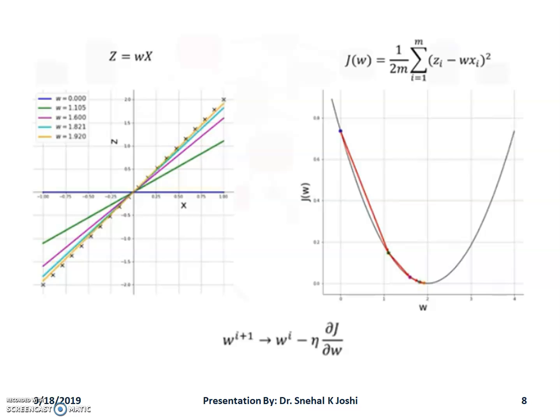With every iteration, we come close to the global minimum cost function J(w). This can be seen in our graph representing the relationship between z and x. In general, wi tends to wi minus the learning rate multiplied by the derivative of the cost value with respect to w. This is how the global minimum of the cost function is achieved using the gradient descent algorithm.